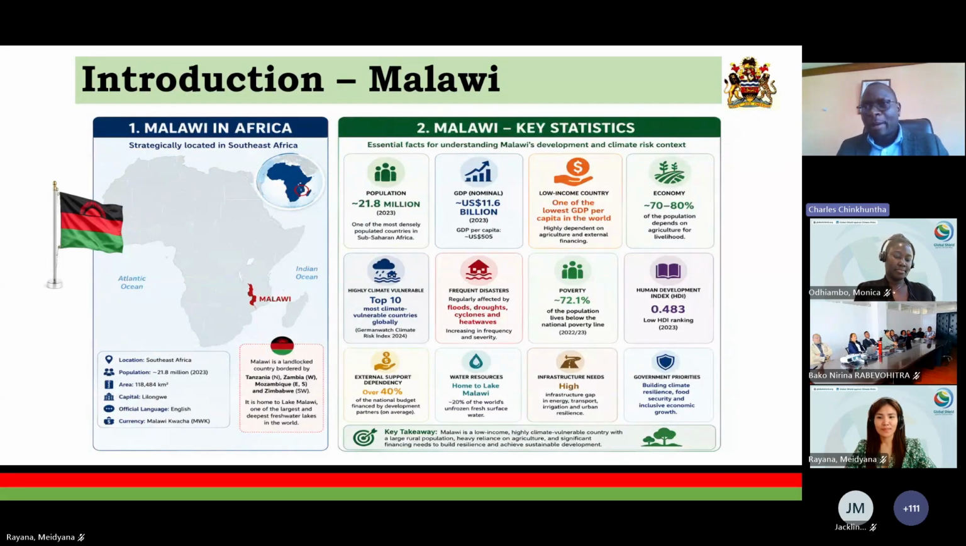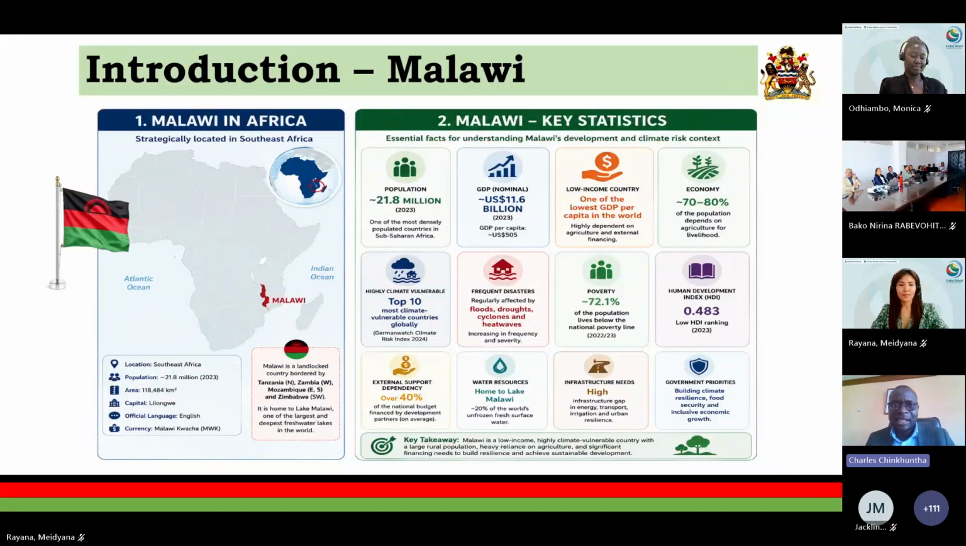Yeah, so I'm about to share Malawi's experiences in the CDRFI, using risk analytics to inform decision making. I think we are pretty much in the same space with what Madagascar has shared, but just briefly to show where Malawi is, we are in the southeastern part of Africa, the red part there.